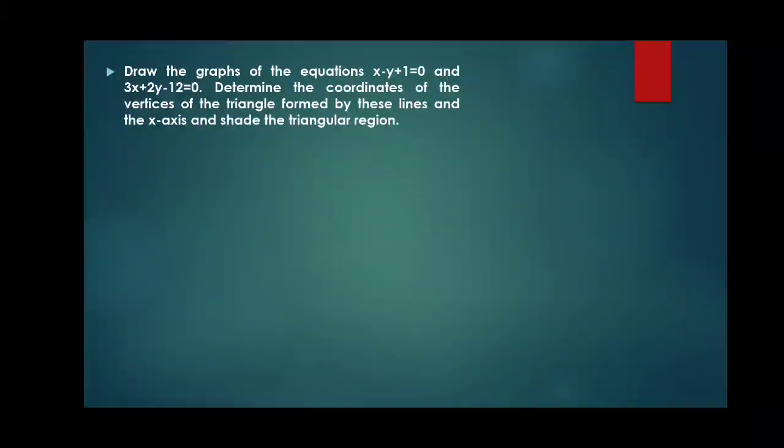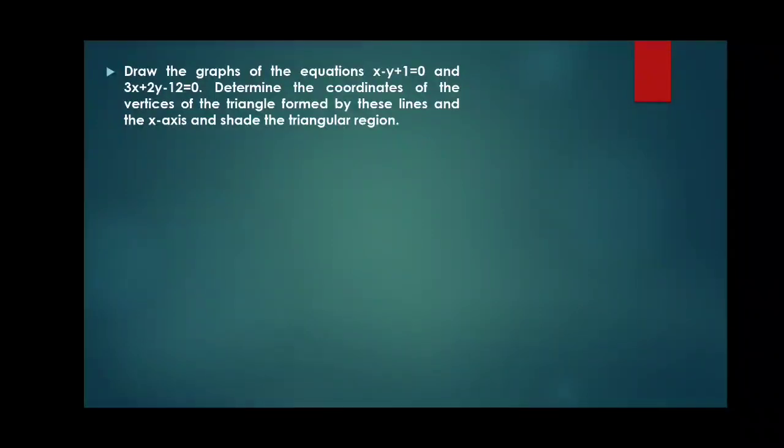There is no issue. So the last main question: draw the graphs of the equation x minus y plus 1 is equal to 0 and 3x plus 2y minus 12 is equal to 0. We have to draw the graph or represent these equations graphically. Determine the coordinates of the vertices of the triangle formed by these lines and the x-axis.